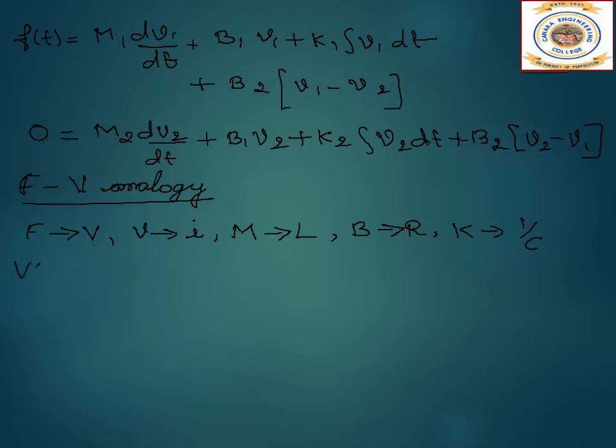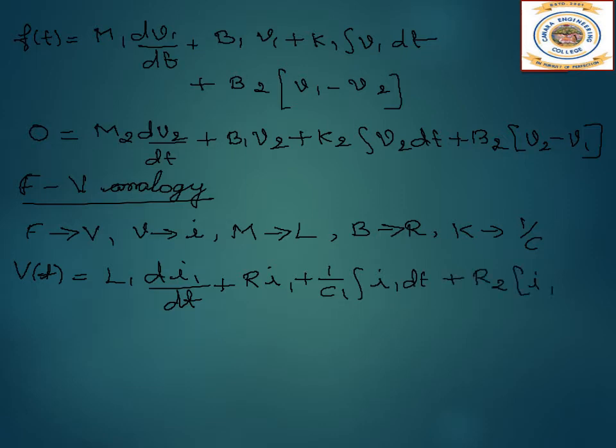So V of t will be equal to M1 is L1, velocity is I. So L1 di1 by dt plus B1 is R1 into I1 plus 1 by C1 integral I1 dt plus this is R2 into I1 minus I2. Here R1, I forgot that.